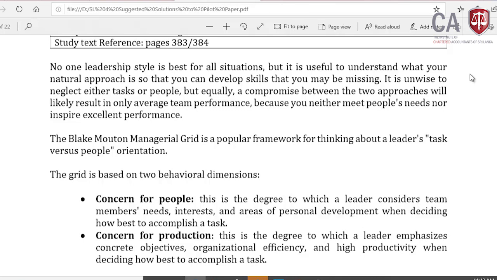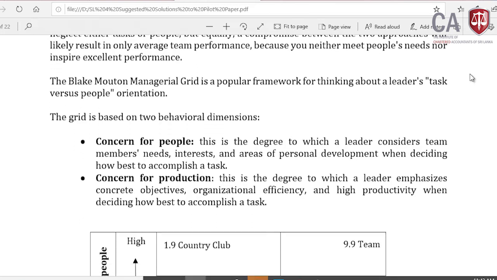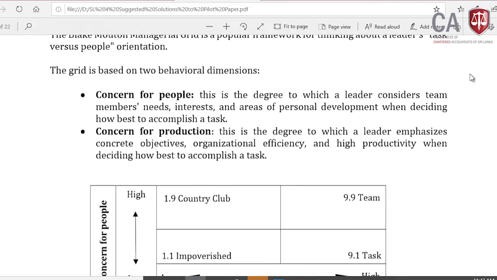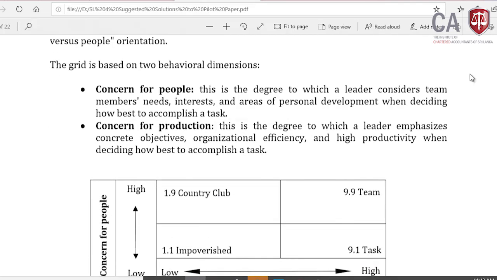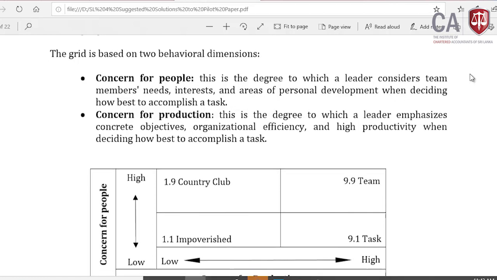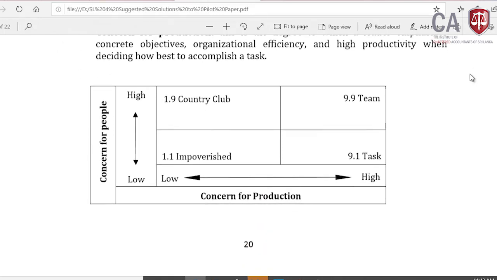The Blake Mouton managerial grid is a popular framework for thinking about a leader's task versus people orientation. The grid is based on two behavioral dimensions. Concern for people is the degree to which a leader considers team members' needs, interests and areas of personal development when deciding how best to accomplish a task. Concern for production is the degree to which a leader emphasizes concrete objectives, organizational efficiency and high productivity when deciding how best to accomplish a task.